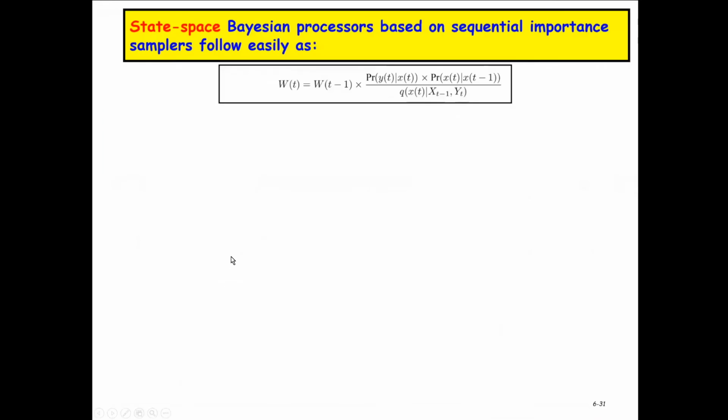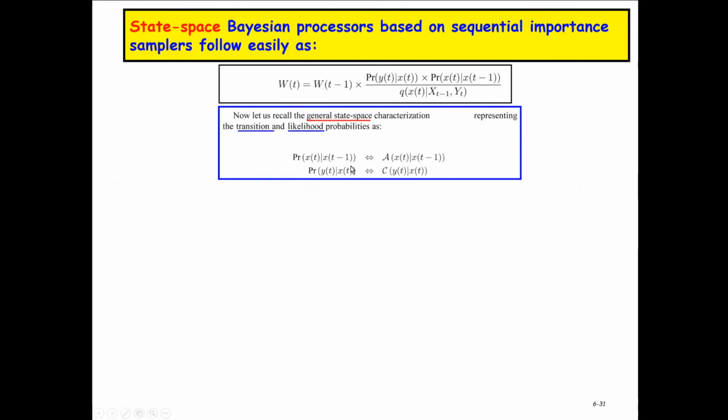So state space processors rely on sequential importance sampling, and this Q is called the importance distribution. And in state space, we have the transition probability, as I just said. I like to use a script A to remind me that that's where the state space model goes, and the script C to tell me that's the likelihood, and that's where the measurement model goes.